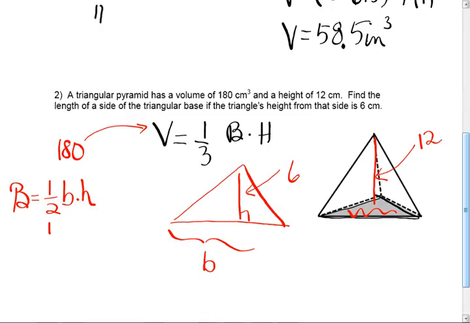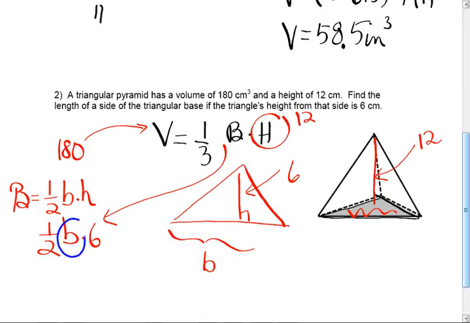I can't. What's the base of my triangle? It's b. What's the height of my triangle, TJ? 6. What's the height of my prism? I'm sorry, I used the wrong word, pyramid. This is 12. And so you have to solve that equation for b, and I'll let you guys do that. I'll circle that. That's what I want to find.